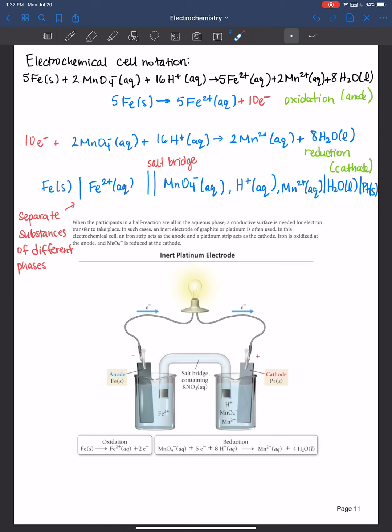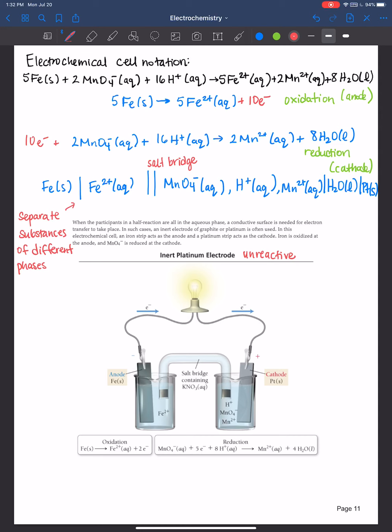But if you don't have something that is solid, so for example, everything was aqueous or liquid here, we had nothing to clamp our wire to, then we had to use a platinum inert electrode. Inert just means unreactive. And so these electrodes are the conductive surface for the electron transfer to take place. Sometimes you'll see graphite used as well.